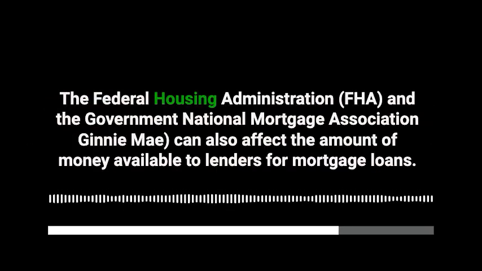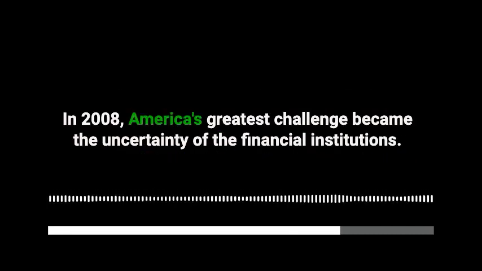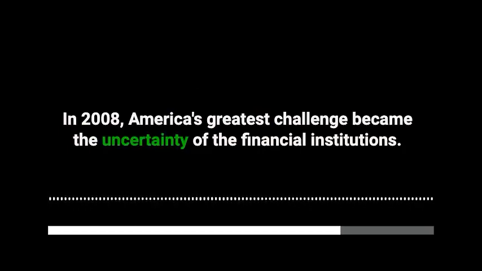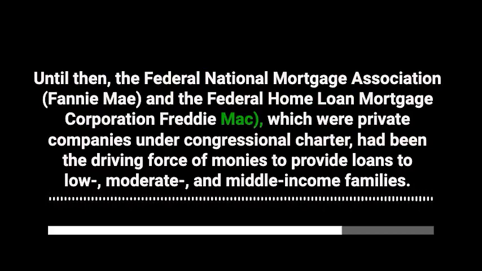The Federal Housing Administration and the Government National Mortgage Association (GNMA) can also affect the amount of money available to lenders for mortgage loans. In 2008, America's greatest challenge became the uncertainty of the financial institutions. Until then, the Federal National Mortgage Association (Fannie Mae) and the Federal Home Loan Mortgage Corporation (Freddie Mac), which were private companies under congressional charter, had been the driving force of monies to provide loans to low, moderate, and middle-income families.